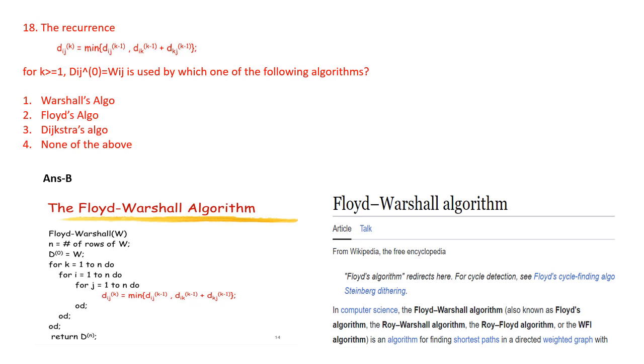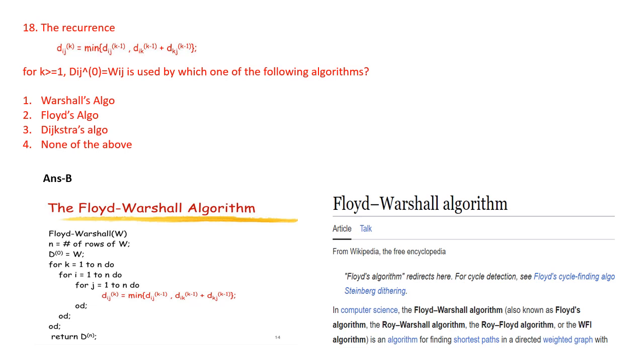So here we can see it is finding the minimum distance between d_ij^(k-1) and d_ik^(k-1) plus d_kj^(k-1), and it is just storing that shortest distance, which will later be used to solve the bigger problem.